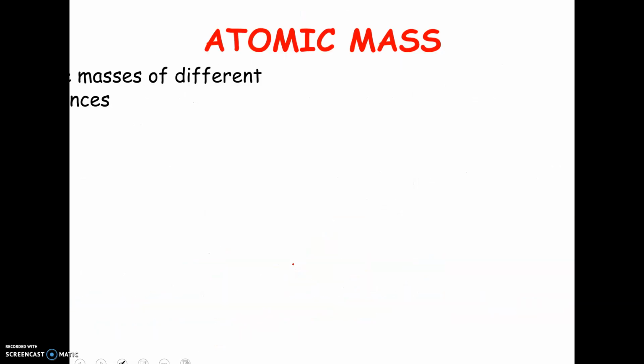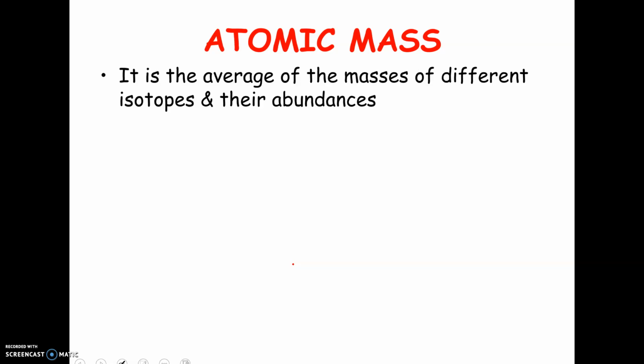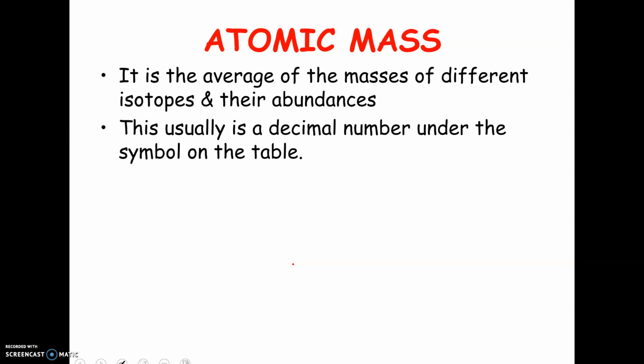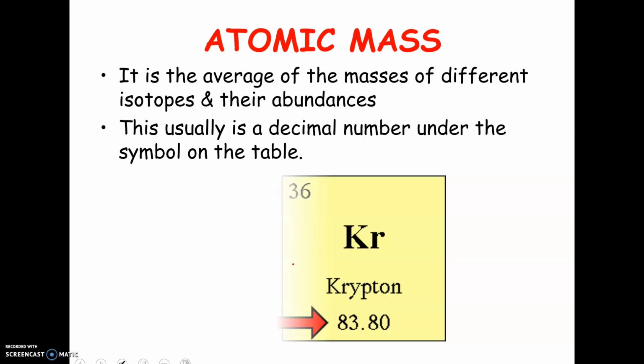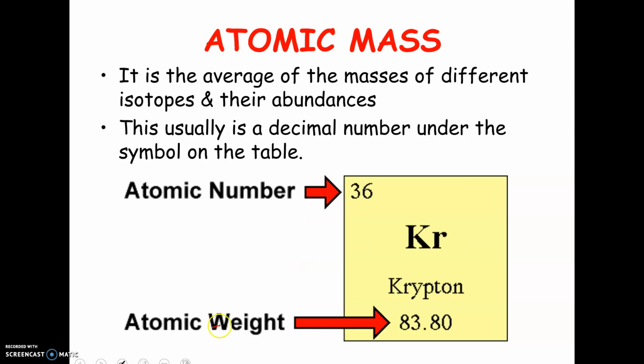Okay, atomic mass. So atomic mass, this is the last concept in our notes. It is the average of all the isotopes in nature and their abundances. And this is usually a decimal. So if you look at the periodic table, they wrote atomic weight here. Usually it's called atomic mass, but this is the decimal. Now, why isn't this a whole number?